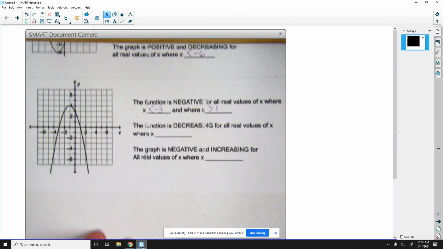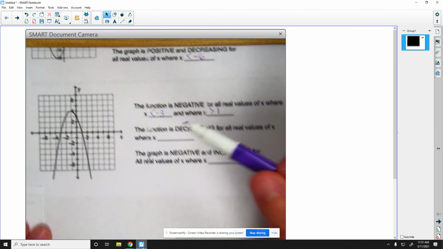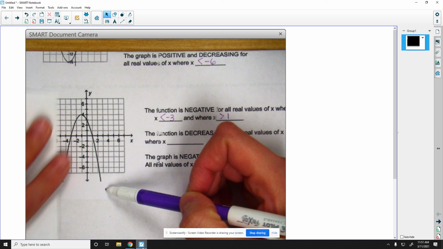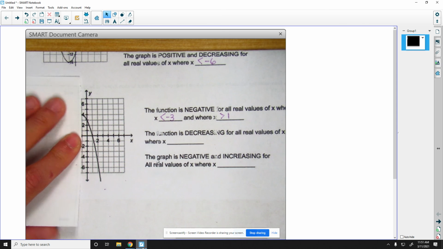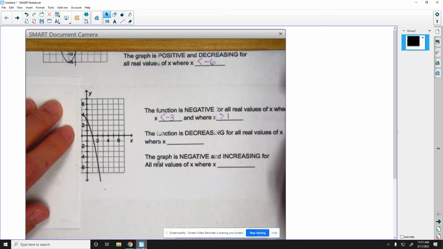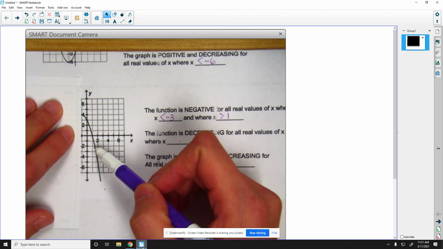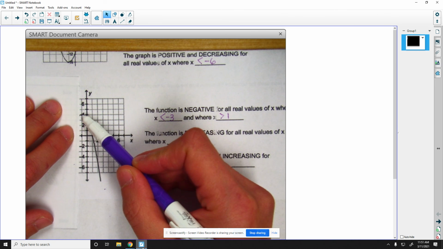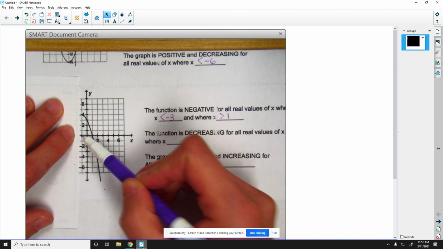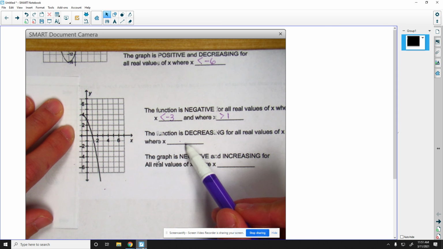Let's do another one. The function is decreasing. Decreasing means going down. So it's increasing, then it's decreasing. It looks like it's decreasing starting from here, for all real values of x where x is blank. So here's the question. Online kids, is the number 4 or is the number 1 for this problem? It's 1. Good job, Haley.